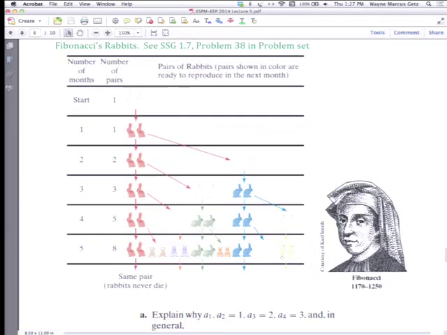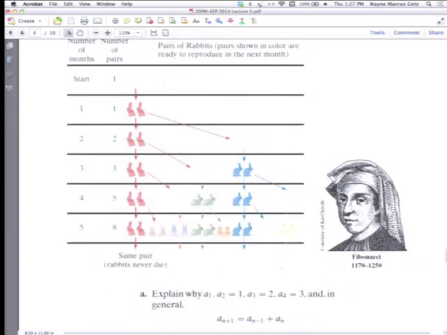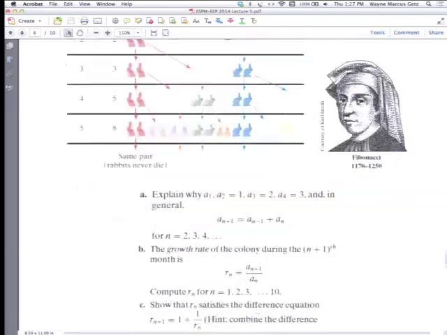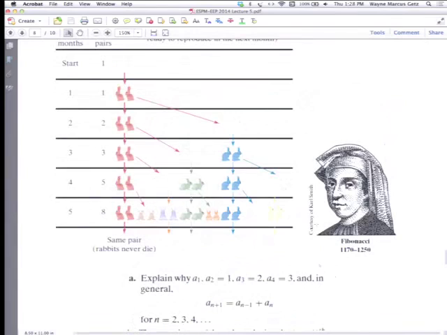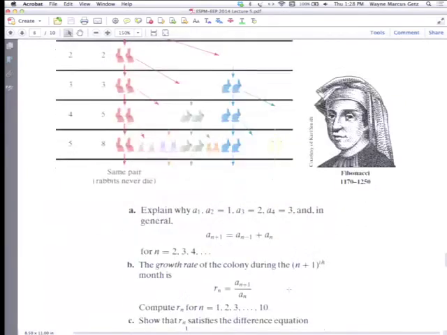So Fibonacci said you can show that the number of rabbits in any month is equal to the number that were there in the previous month plus the number that were there the month before. So explain why this is true. So you can go through and you can convince yourself that this sequence of events can be generalized and stated in the simple mathematical formula. Okay? So you can try and work through that.